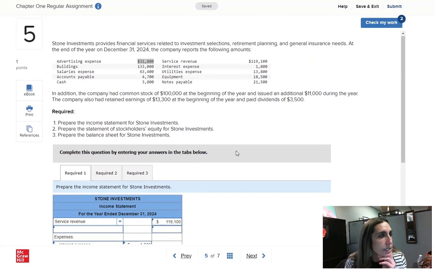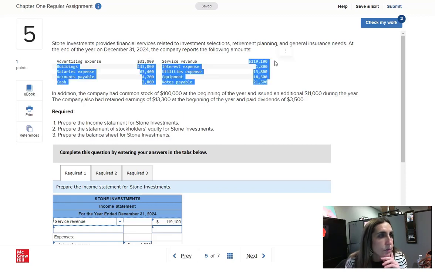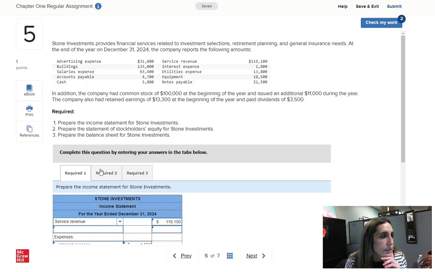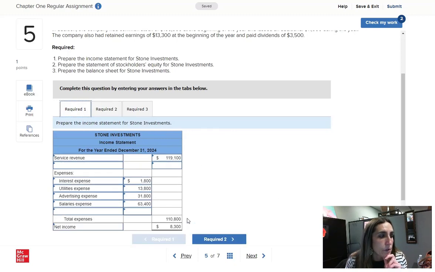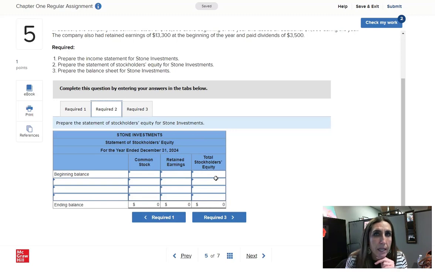That's the first statement. Once I use an account balance, I don't post it again on another statement. So I am done with service revenue and I'm done with the expenses. I move on to the second financial statement. It's about our ownership. What did we do with that $8,300 in profit? Did we keep it? Did we retain it? Or did we pay it all out in dividends?